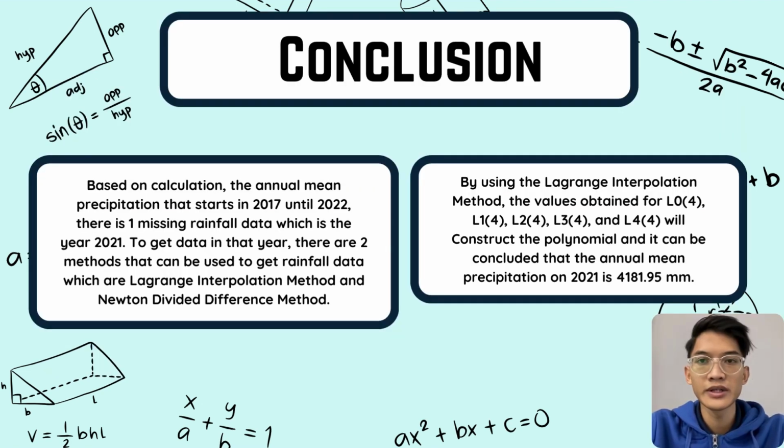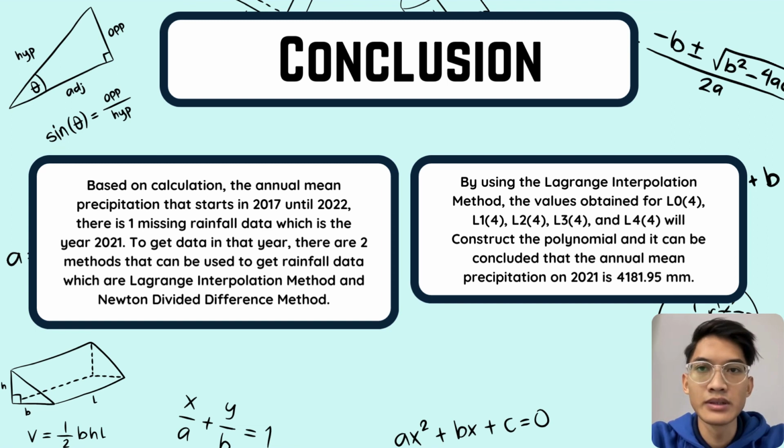Based on the calculation, for the annual mean precipitation from 2017 until 2022, there is one missing rainfall data, which is the year 2021. To get data for that year, there are two methods that can be used, which are the Lagrange interpolation method and the Newton divided difference method. By using the Lagrange interpolation method, the values obtained for L0, L1, L2, L3, and L4 will construct the polynomial, and it can be concluded that the annual mean precipitation in 2021 is 4181.95 mm.